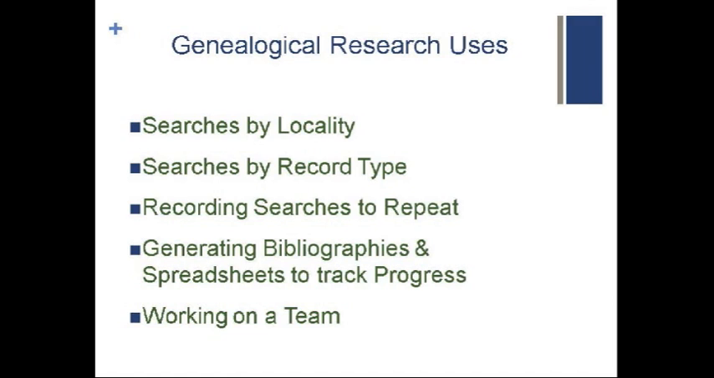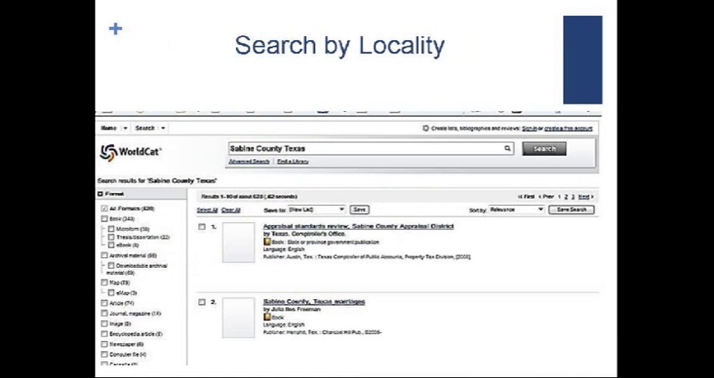And we also want to be able to generate bibliographies, and then also an easy way to do spreadsheets to track our progress. I might print off a spreadsheet to take with me to a library and actually make notes on the spreadsheet if I don't take an iPad with me to do some of the recording online while I'm working on it. And another way we want to use WorldCat is by working together as a team, or maybe a distant cousin could also want to work on the same family that you're working on, and you want to be able to share what you're actually working on.